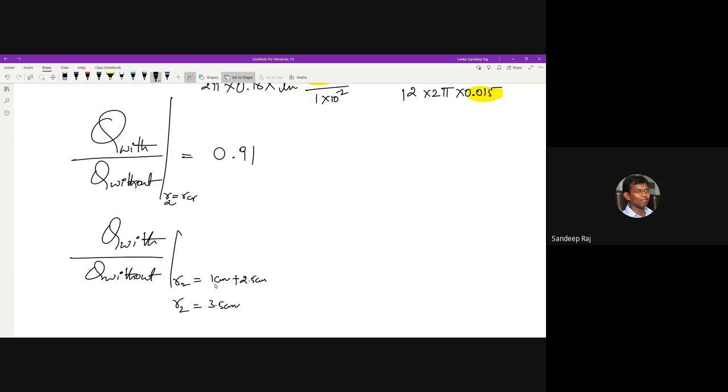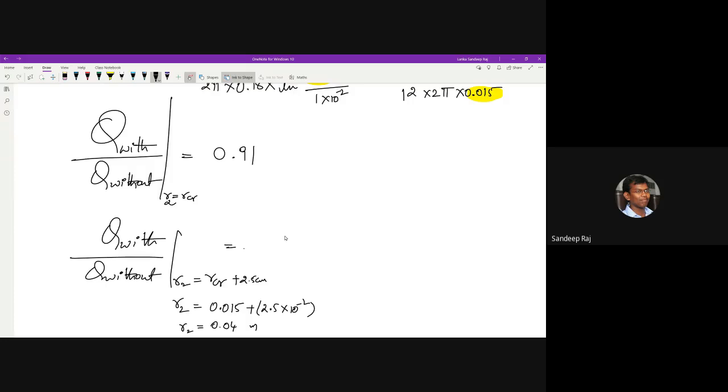No, it's not with 1 centimeter, right? 1 centimeter is your R1. You have to take it with R_cr. The R_cr value is 0.015 plus 2.5 into 10 to the power of minus 2. Tell me what is this R2 value? 0.035 meters. Sir, 4 centimeters. Sorry, yeah, it is 0.04. 1.5 plus 2.5 is 4.